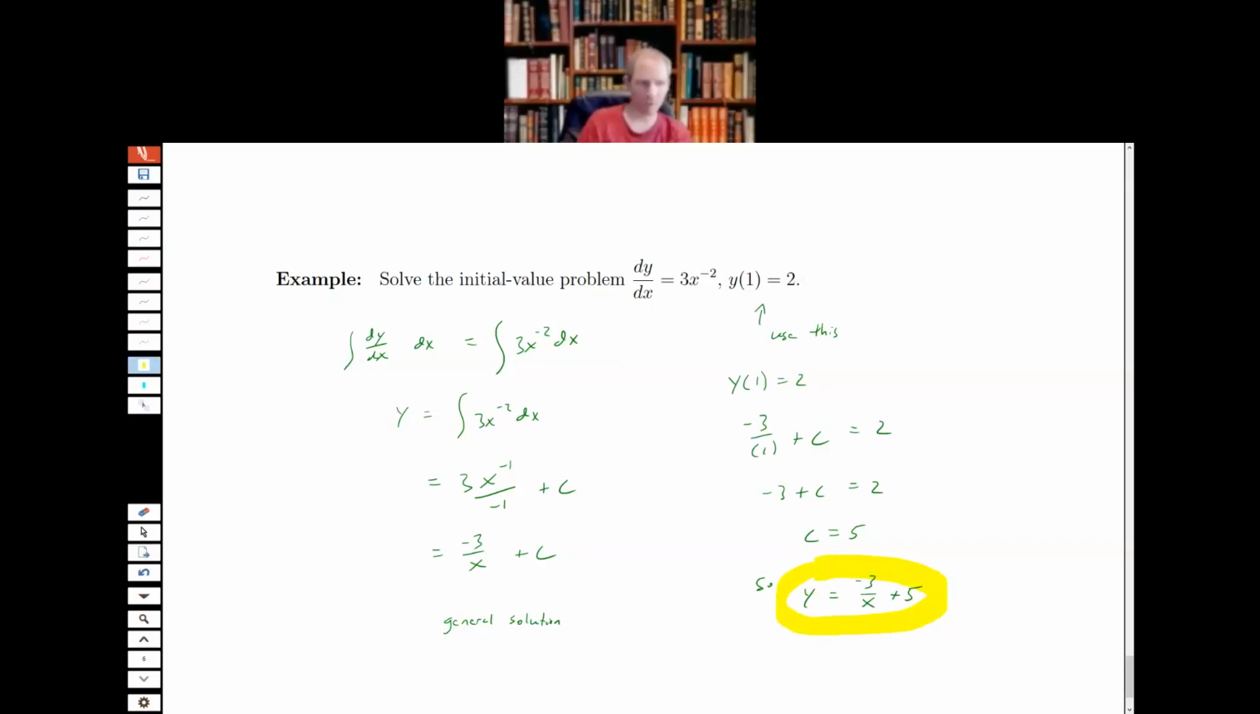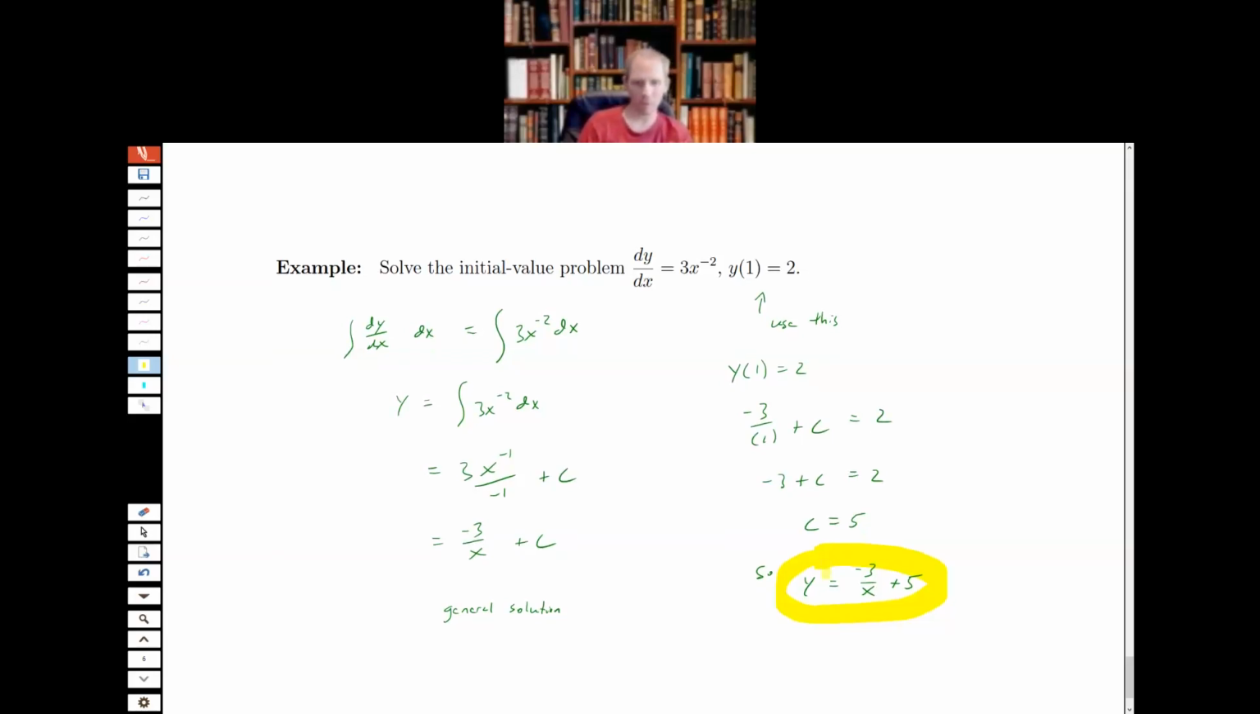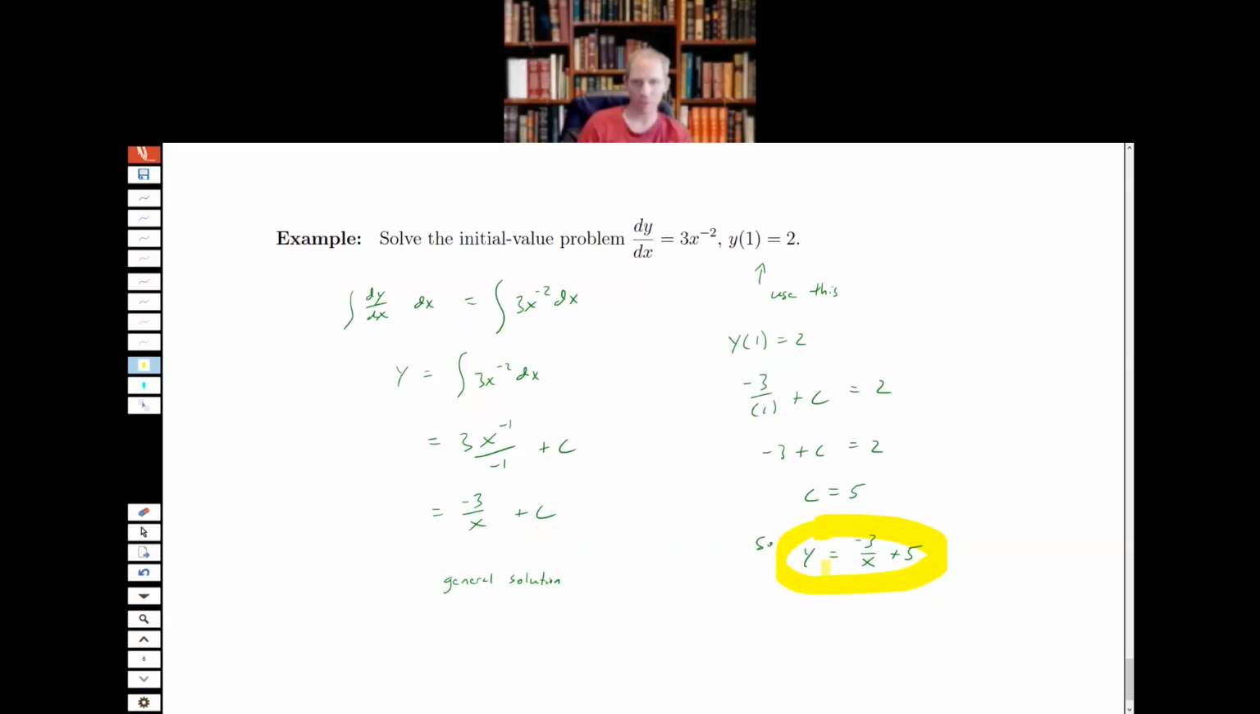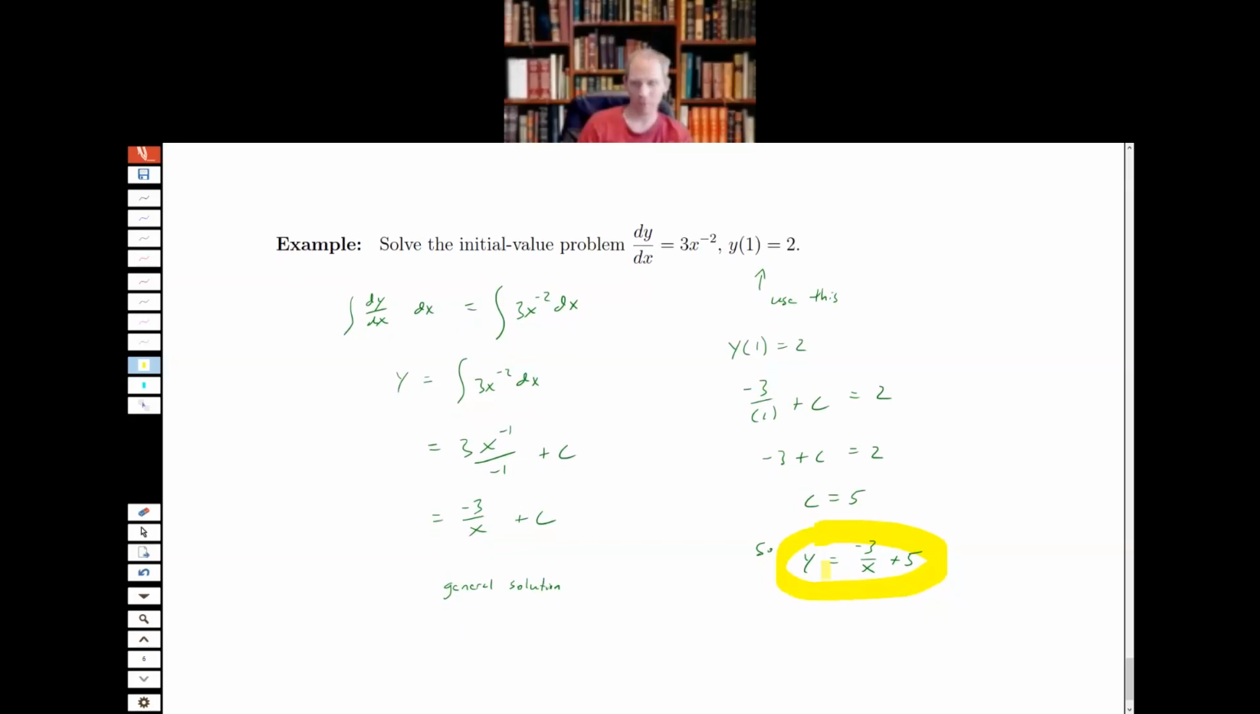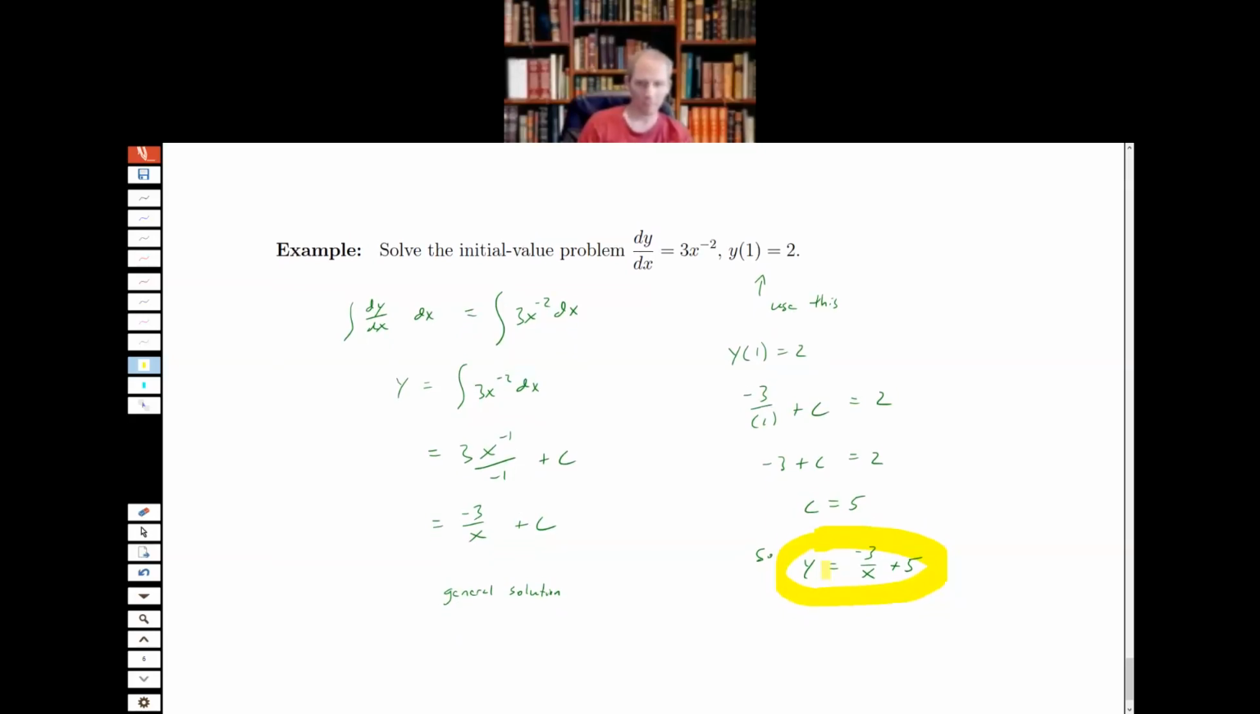Okay, that's all there is to initial value problems. It's just this extra step at the end where we solve for the plus c using some extra piece of information.